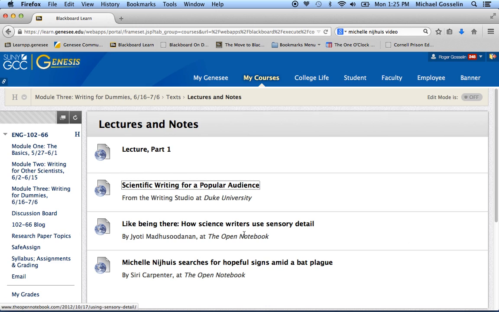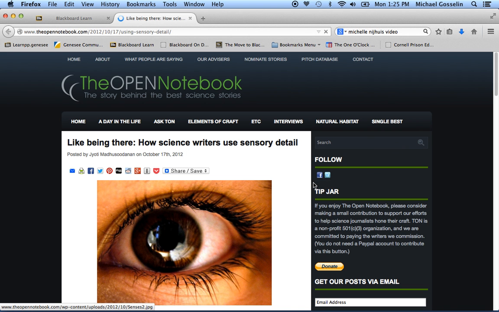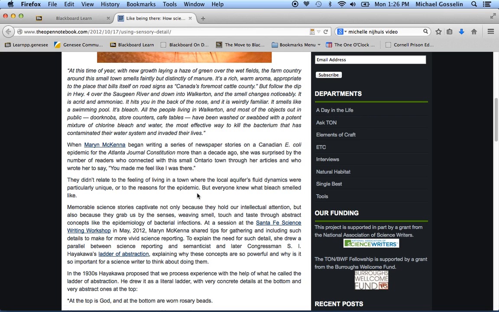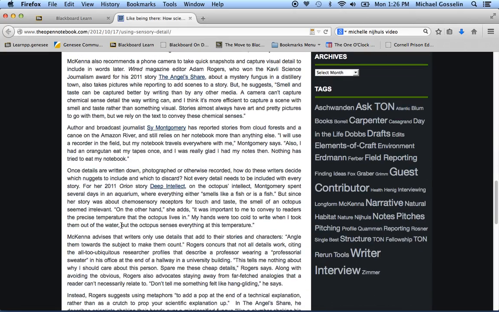Like being there. This is from actually a terrific website called the Open Notebook, which is really a website about how science writers work. If you're interested at all in science writing, I would recommend bookmarking this. Okay, you'll notice the first thing you see is this big eyeball. So it tells you right away what makes good science writing for the general audience, and that is sensory information. Where are we here? Smell, touch, and taste. What about hearing? Anyway, so read through that.